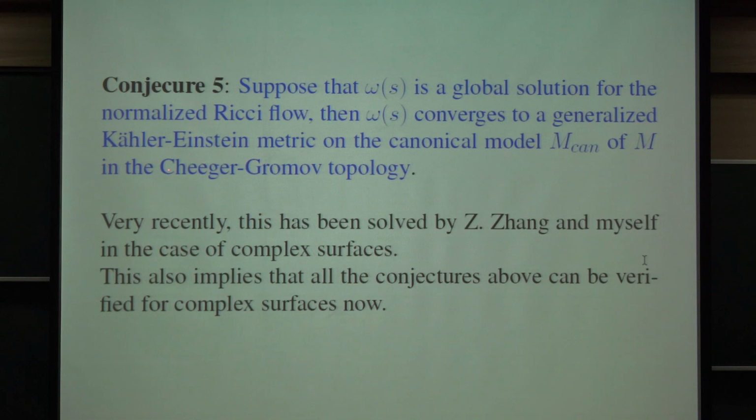So for example, this, we should say in the Cheeger-Gromov topology, has been recently solved by Zheng Zhang and myself in the case of complex surfaces. So this also implies all the conjectures above for complex surfaces. Okay, so in the case of complex surfaces, the story is rather complete, and what's interesting here is this work, which we posted about a few weeks ago. In fact the method is more interesting than the result. Okay, even the result verifies a conjecture maybe 12 years old.